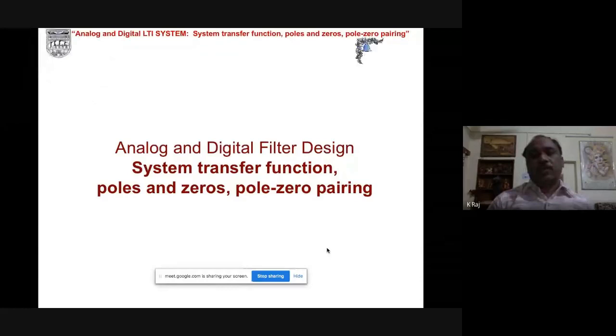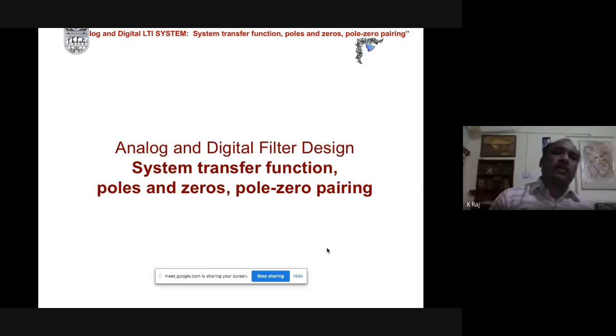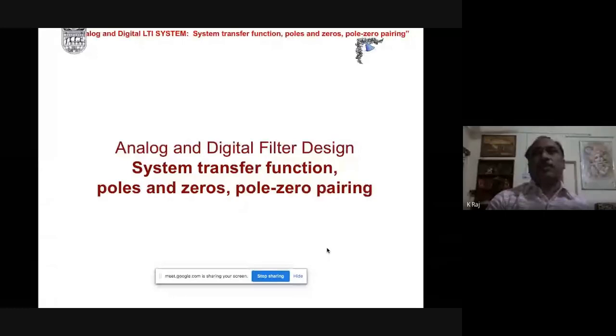First of all, we will discuss the system transfer function of the analog system, and after that the system transfer function of the digital system. As we have discussed, the analog system is represented with the help of differential equations, and if we are interested in developing the mathematical model of the digital system, then that is represented with the help of the difference equation.